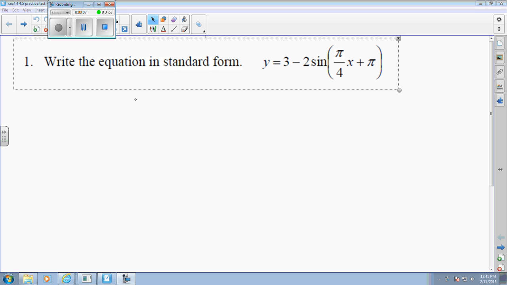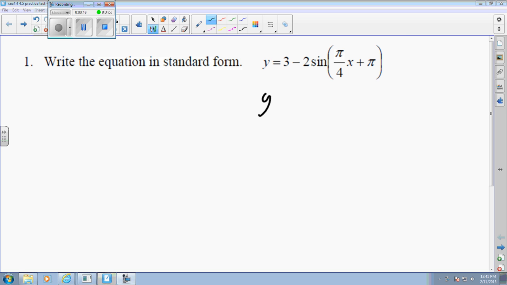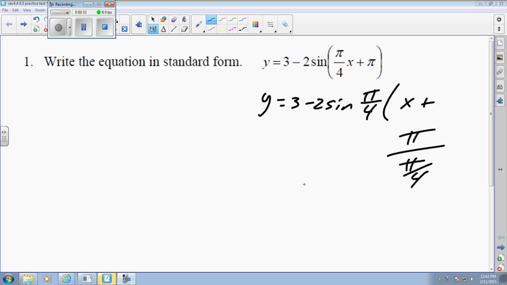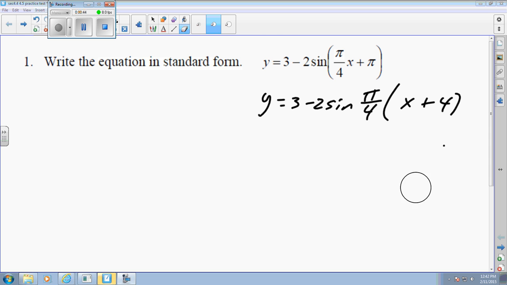Let's check out section 4.5.4.4 practice test. First thing we have to do for number 1 is to put it in standard form. So I'm going to factor out the pi over 4. Remember, in standard form, the x has to be by itself. So over in this number here, I have to take pi divided by pi over 4. That's the same thing as saying pi times the reciprocal, and the pi's cross out, and I get 4. So that would be standard form for the equation.